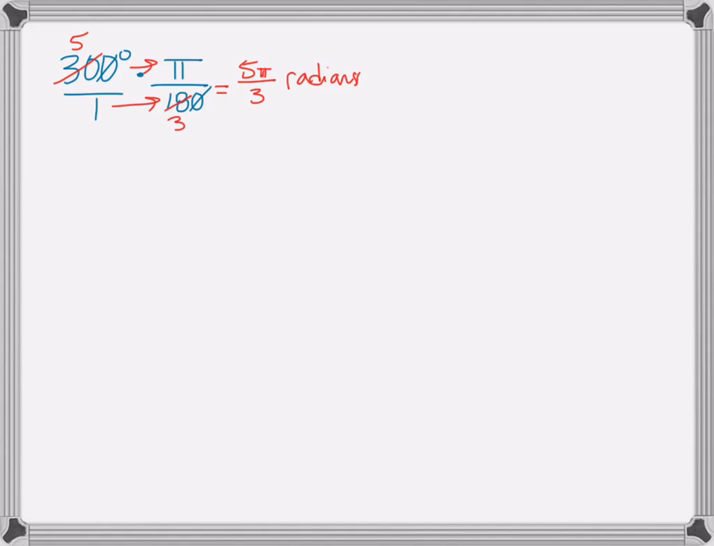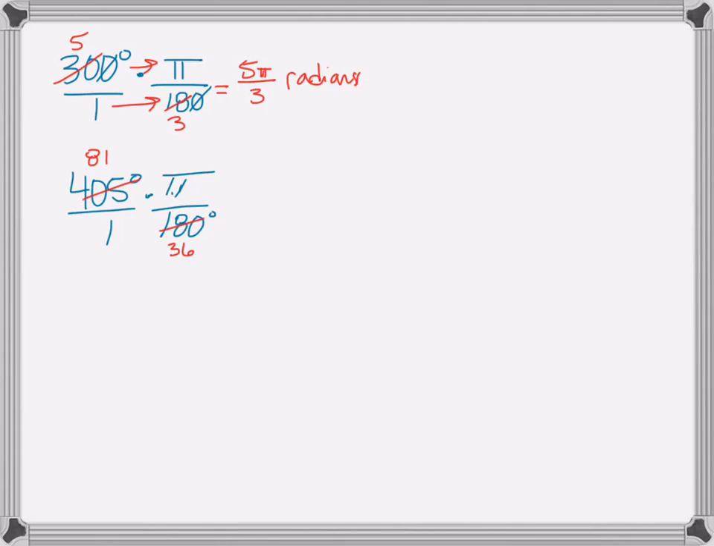Let's do another example just to make sure you got it. Let's type in 405. Again, we want to get rid of the degrees and write radians, so we put pi over 180. 5 and 0, that means 5 can go into both here. So 5 goes into 405 81 times. And 5 goes into 180 36 times.